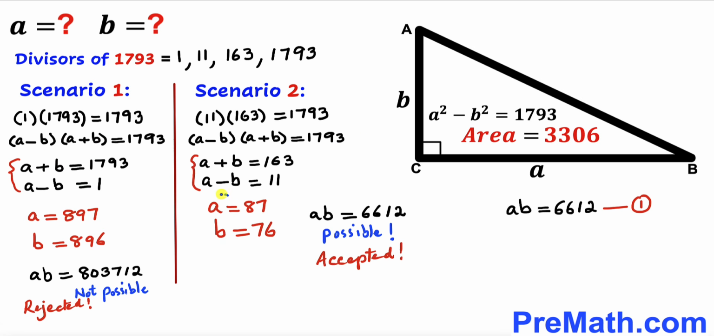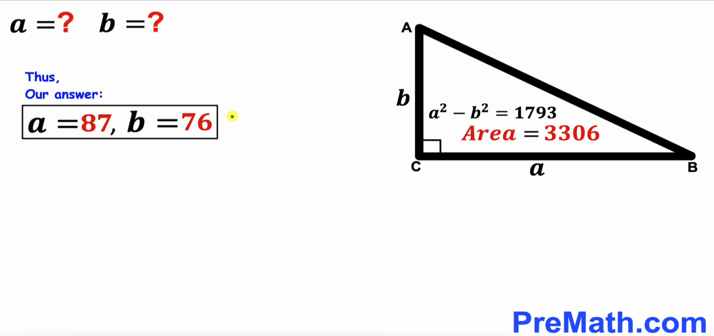In other words, our a value is 87 and our b value is 76, so that both of these conditions are satisfied. Thus after all the calculations and manipulations, a turns out to be 87 and b turns out to be 76. And that's our final answer.